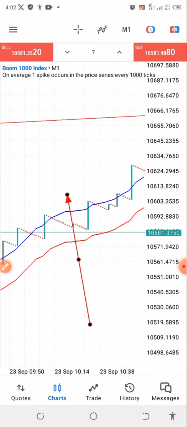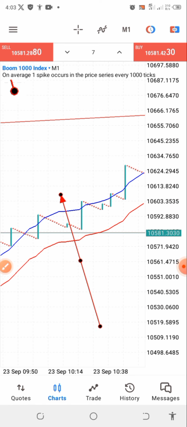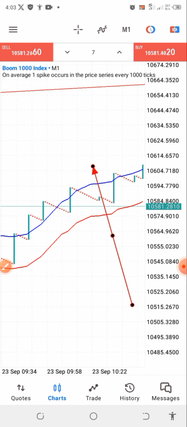With that being said, I hope you guys love this content. You can make use of it. Same thing on crash as well. That's how you are going to use it both on crash and boom.